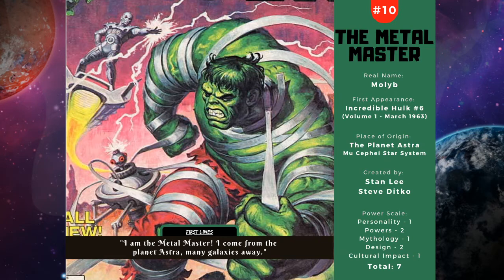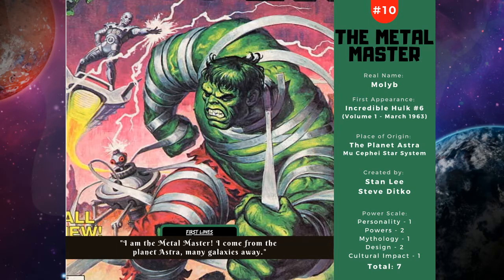So the Metal Master, his first appearance in Incredible Hulk number 6, which was the Hulk's first series, which started in 1962, only lasted a few issues before it was canceled, and the Hulk would later be brought back in Tales to Astonish, where he shared that magazine with first Hank Pym and then Namor, the Submariner.